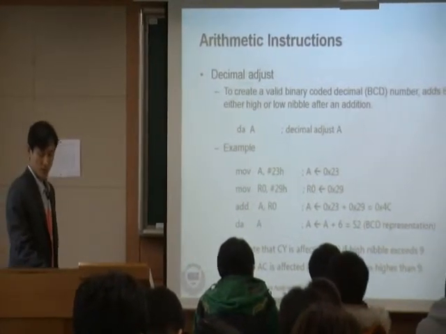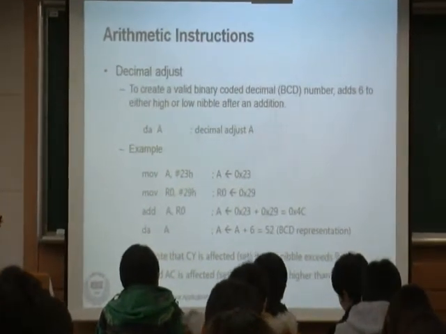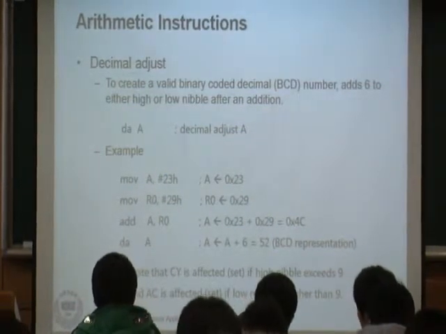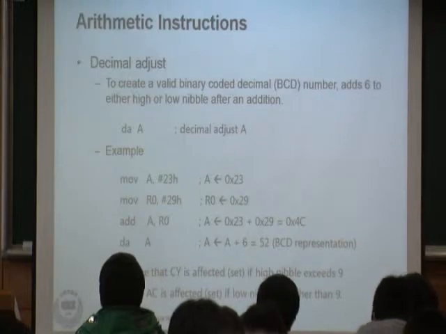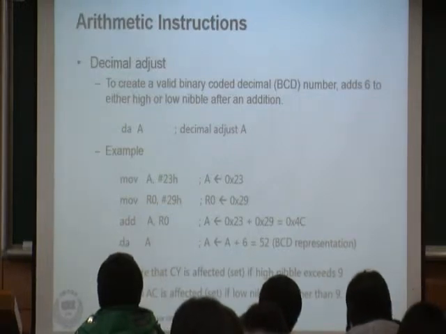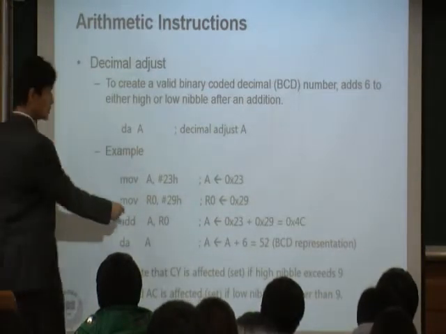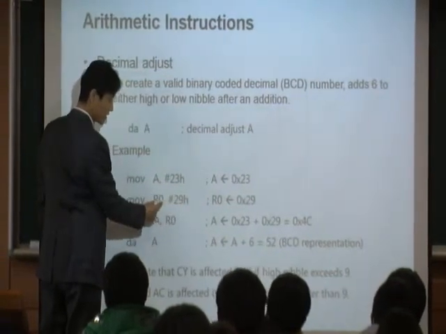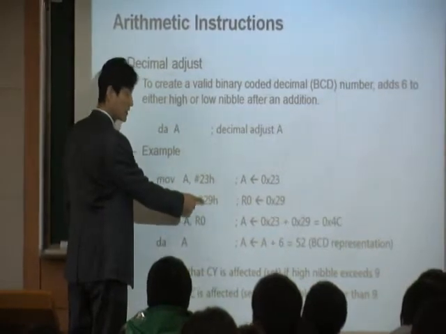This is the last instruction in arithmetic instructions. There is an instruction called decimal adjust, DA. Look at this example. Probably an example is a little bit easier to understand. Here in this line, you put 23 and put 29 into R0, and let's do addition. Addition of 23 and 29.